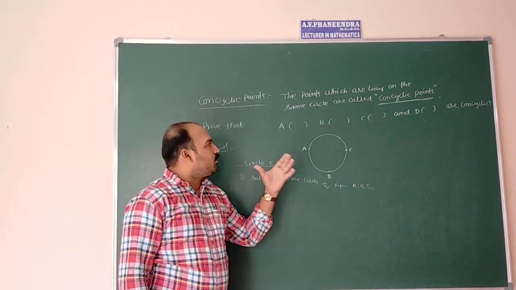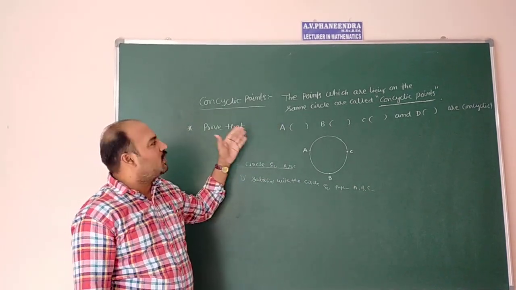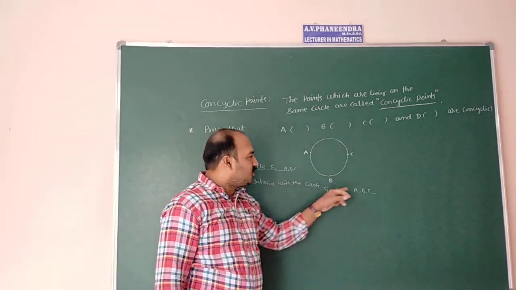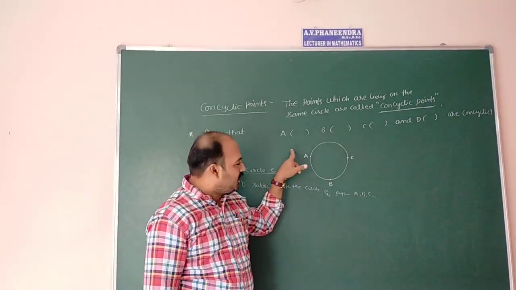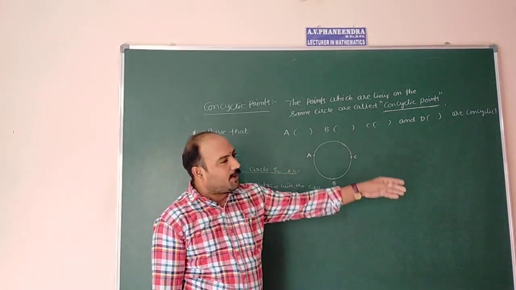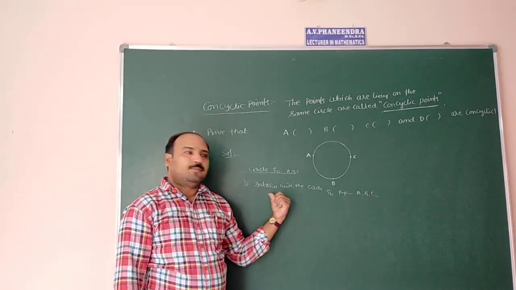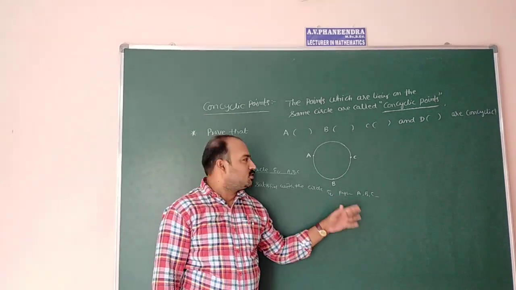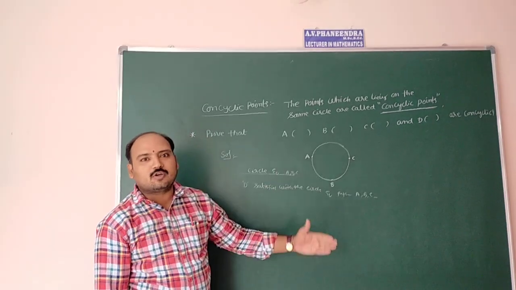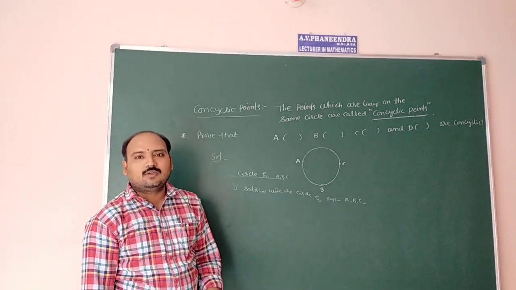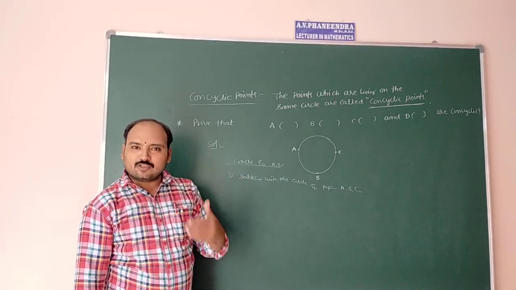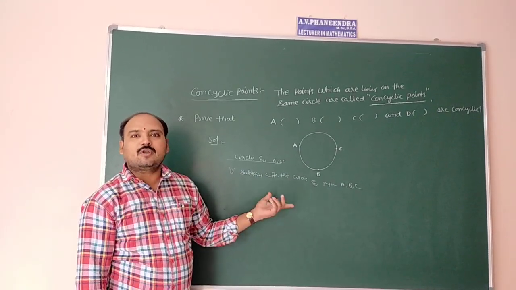So what is the procedure to prove the given points are concyclic? First you find the equation of circle passing through any 3 points among the 4 points. After that, the rest of the point should satisfy the circle which is passing through the 3 points. If it satisfies, the points are concyclic, otherwise not concyclic. But they are asking to prove, which means it is concyclic. Now I am going to take one example to prove the given points are concyclic.